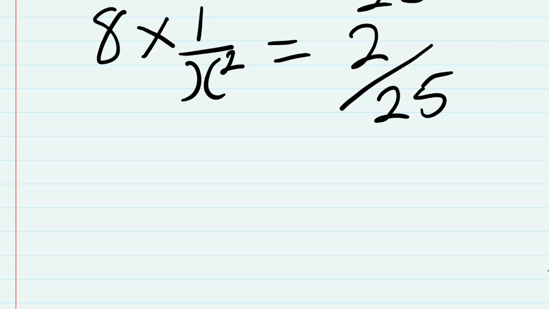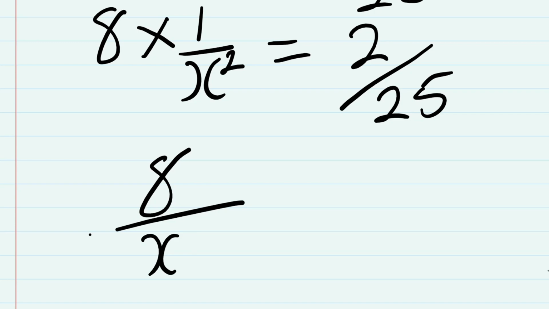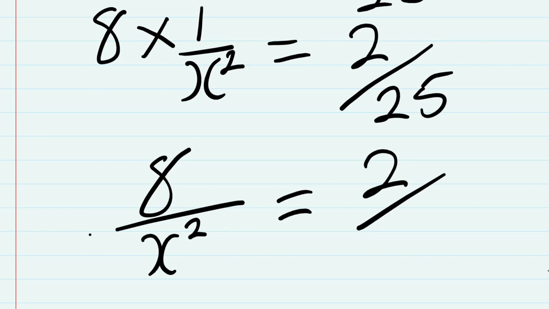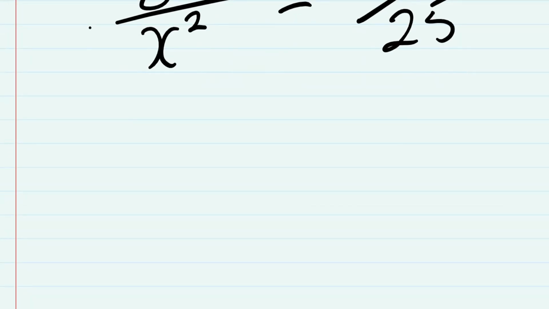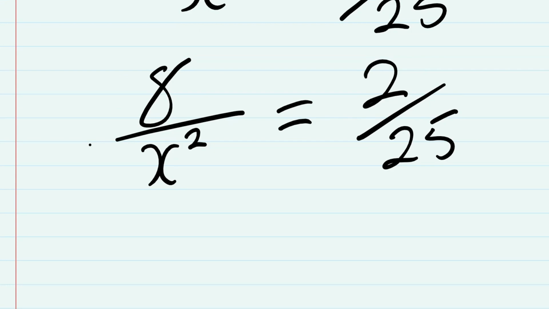So right here, we have 8 times 1 all over x to the power of 2 equals 2 over 25, right? Here I have 8 times 1, which is still going to be what? Anything multiplied by 1 still remains that thing, right? So 8 times 1 is going to be 8 over x to the power of 2, right? Equals 2 over 25, right? So we've been able to establish this. So we proceed, right?